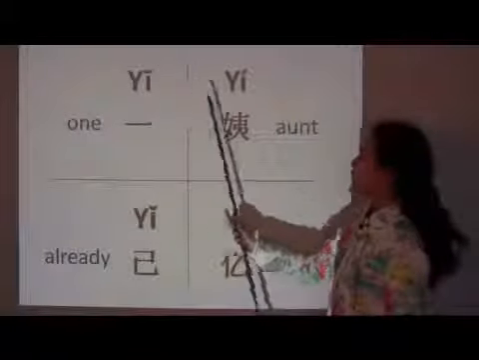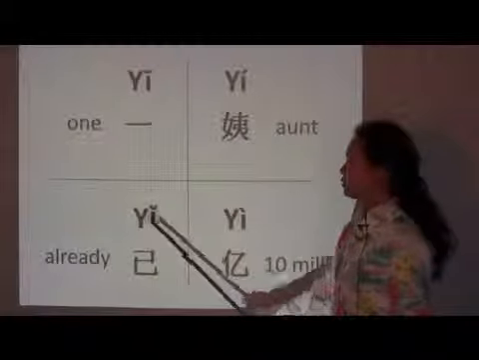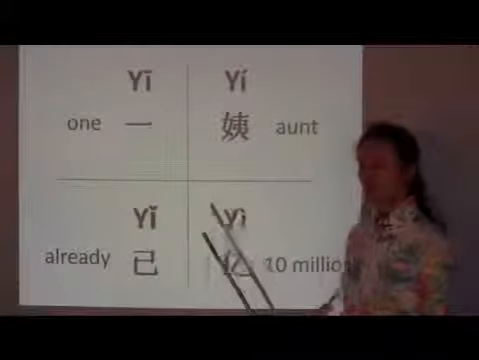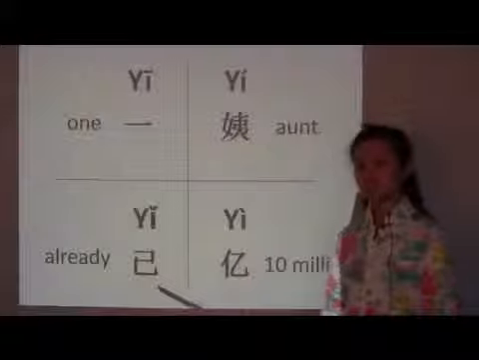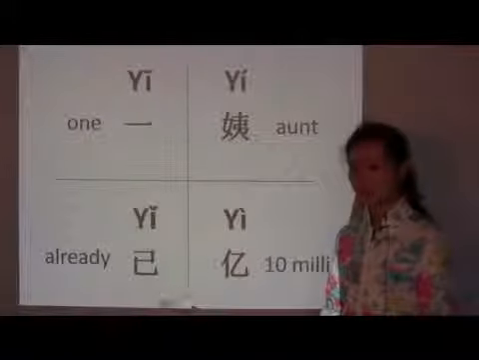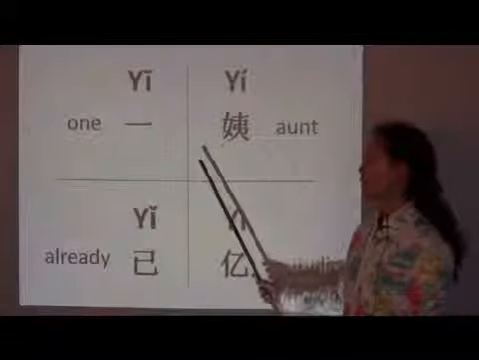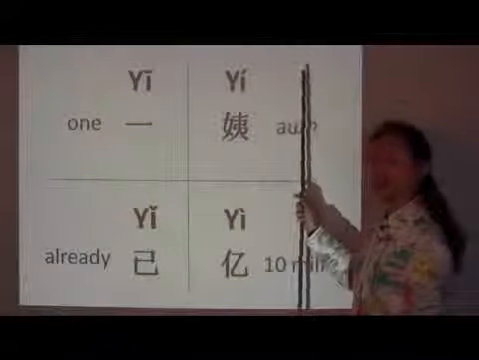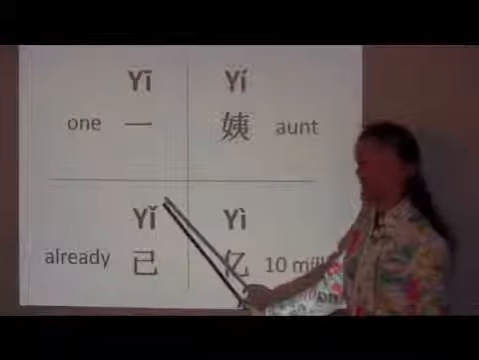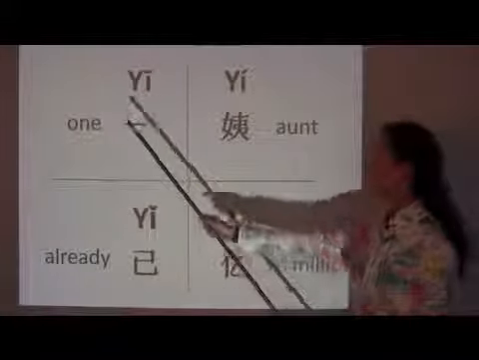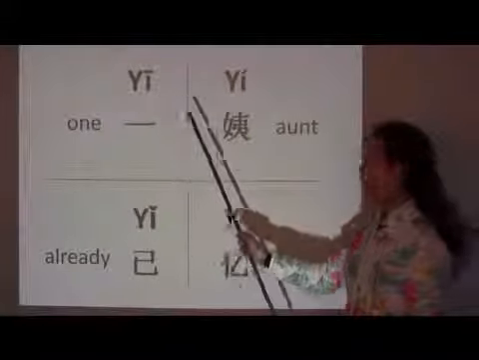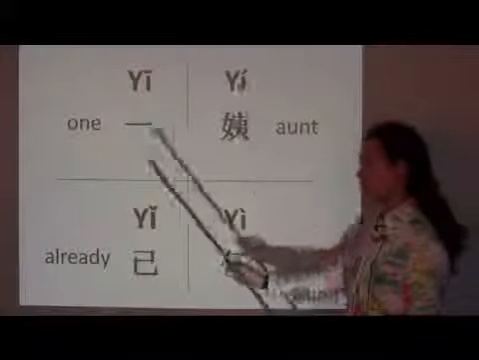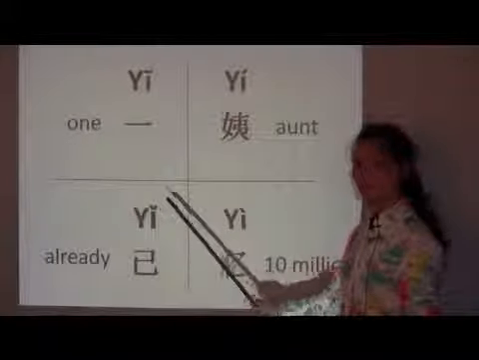So these 4 accents give you 4 very different words. And if you use the wrong pronunciation, you could be saying something that you definitely don't mean. So make sure that you distinguish them. You have yī, yí, yǐ, yì.